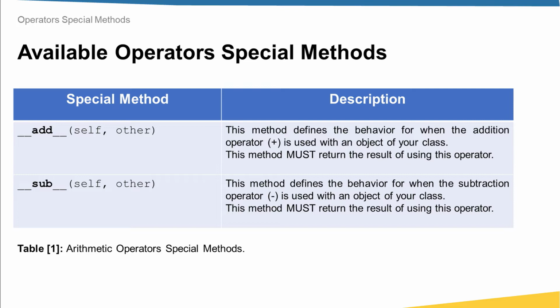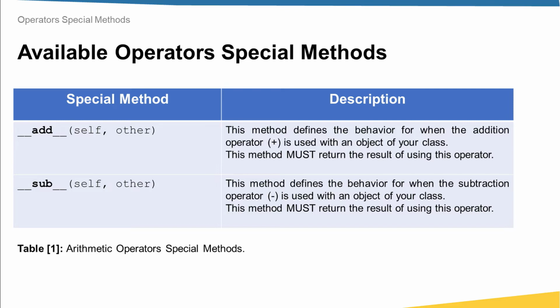__add__. And because we know that when I use the plus operator, I am adding one thing to another, I expect to get a result. Therefore, this method must return the result of using this operator. Now from this point on, you will see that all the definitions are the same, and the only difference would be the operator itself. So let's see some other methods.